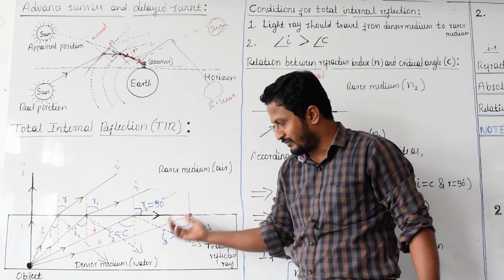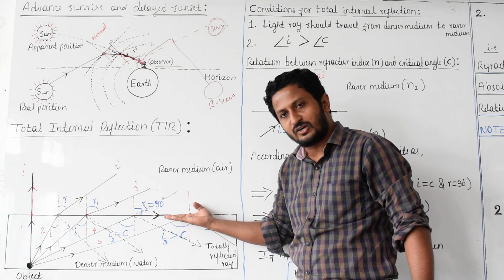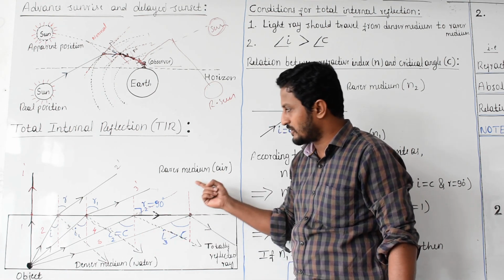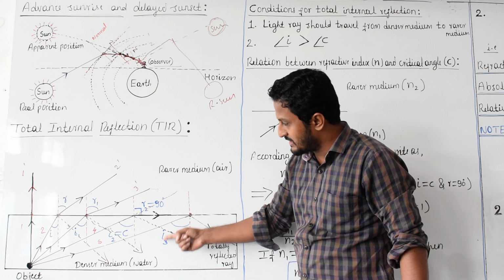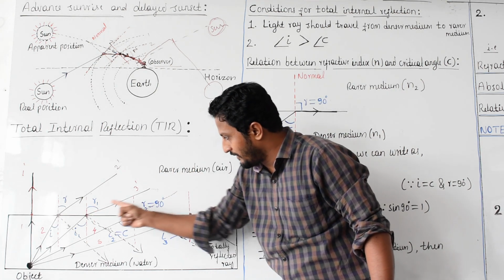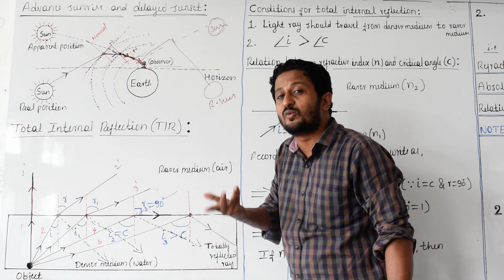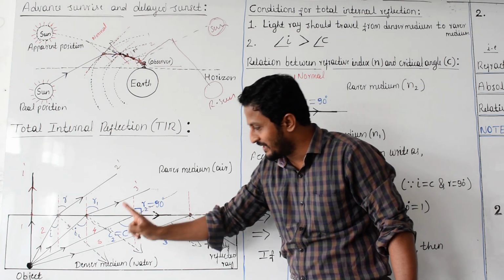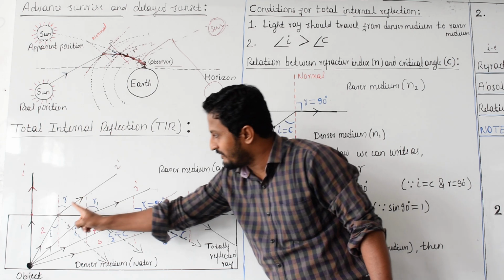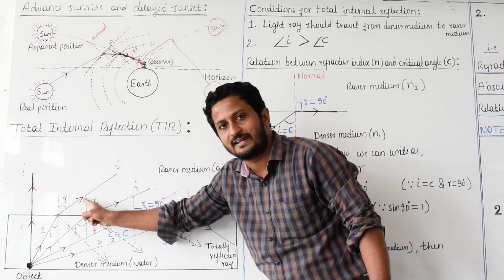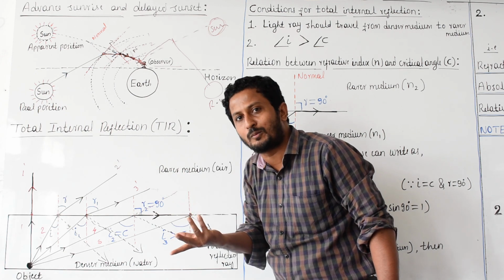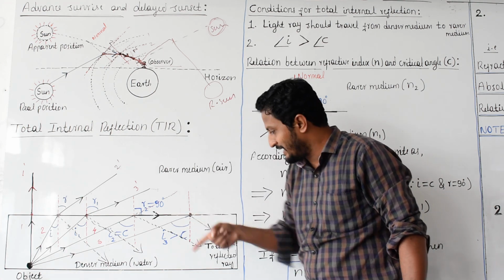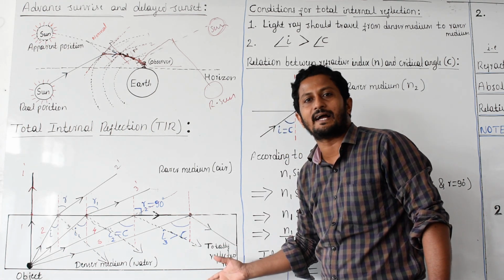I mean, these are all coming from the denser medium, hitting that interface and getting refracted. I mean, light rays moving from denser to rarer. Because of this denser to rarer movement, at every point of incidence, light keeps moving away from the normal. Because of this, finally light got reflected back.